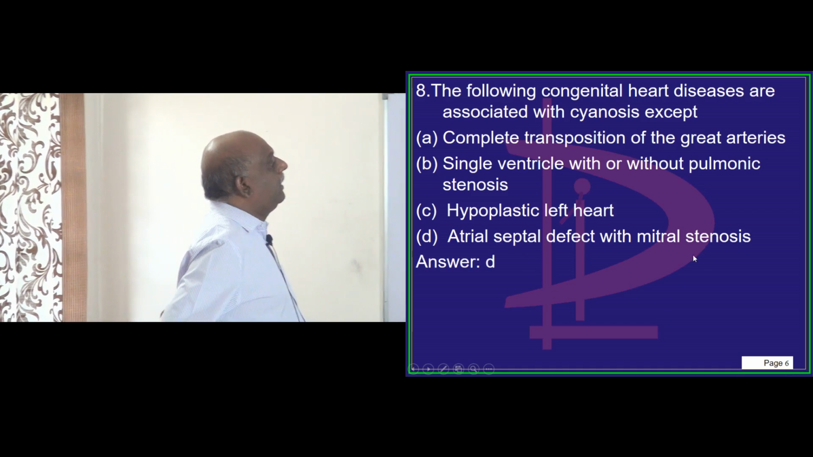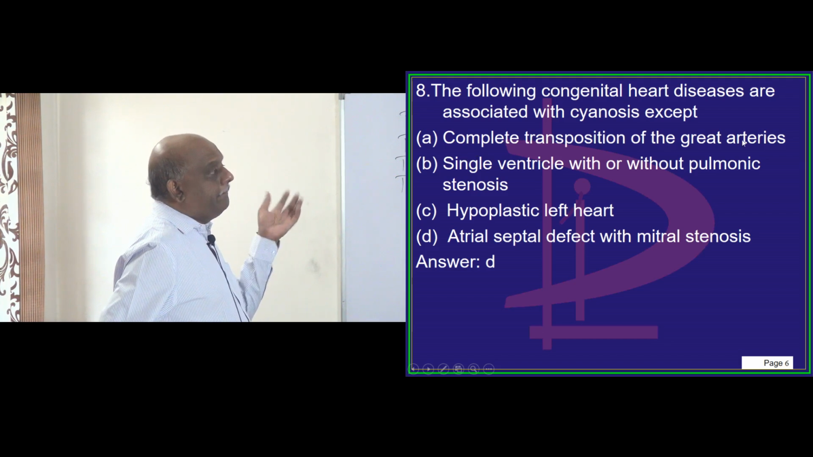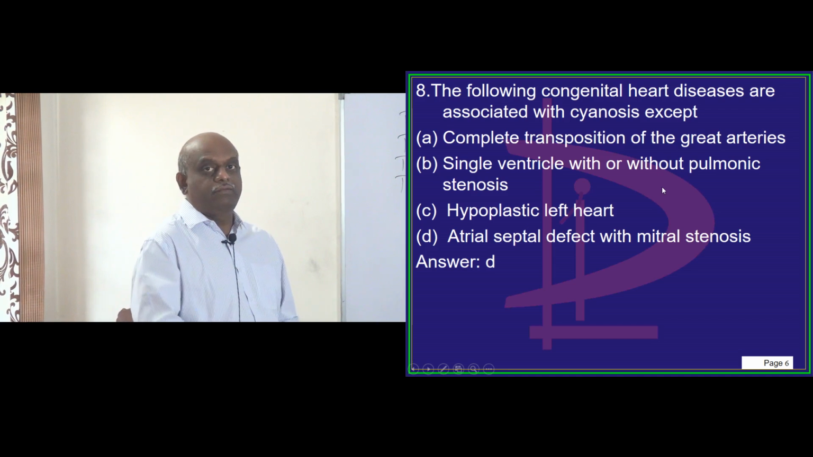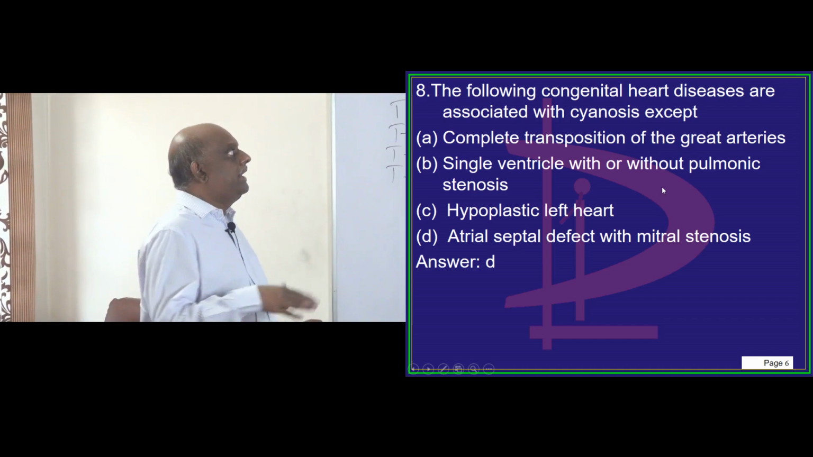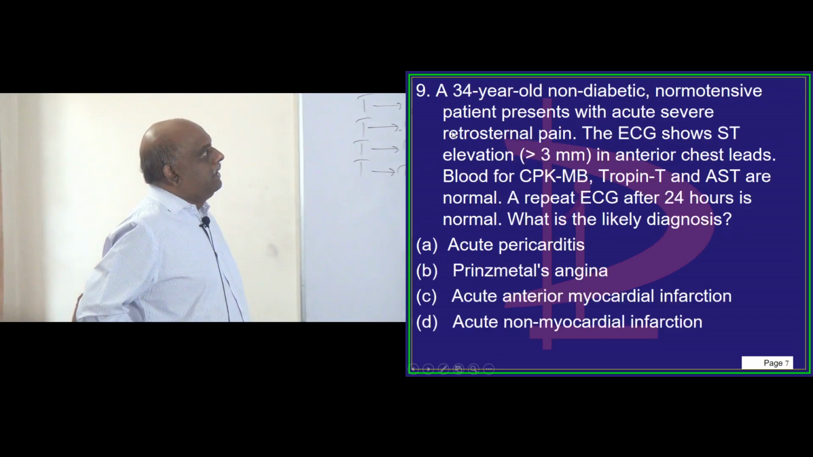Thank you. So, hypoplastic left heart, complete transposition of the great arteries, and a single ventricle with or without pulmonary stenosis. They are all the examples of cyanosis is what you have to remember.